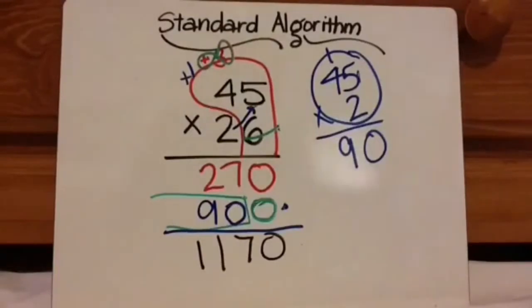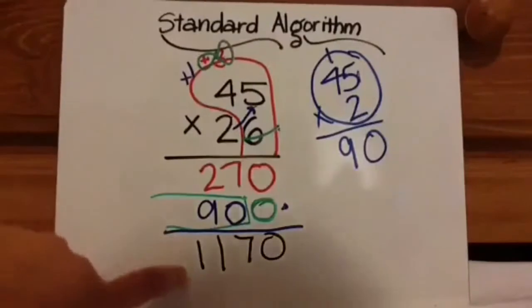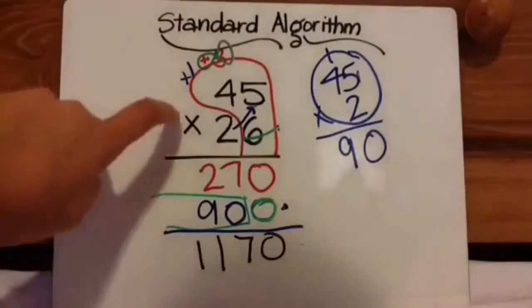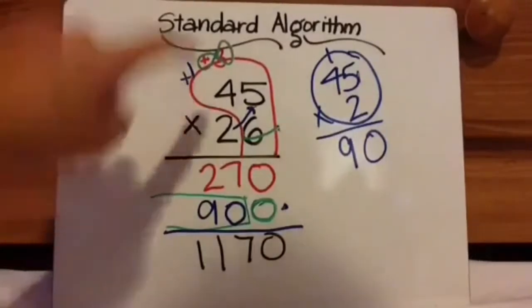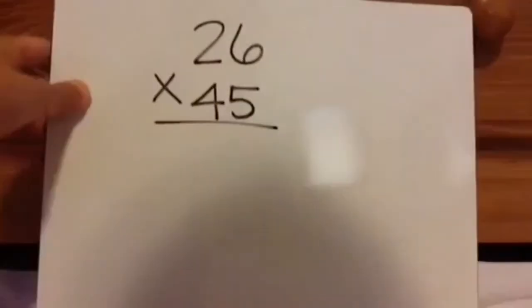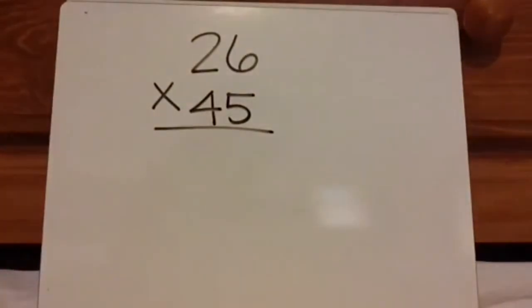Now, before we go on, I always tell my scholars, you need to check this math problem using the commutative property. The commutative property is taking these numbers and flip-flopping them. So this question is 45 times 26, and we see it as 26 times 45. I'm just going to go through the exact same steps again.